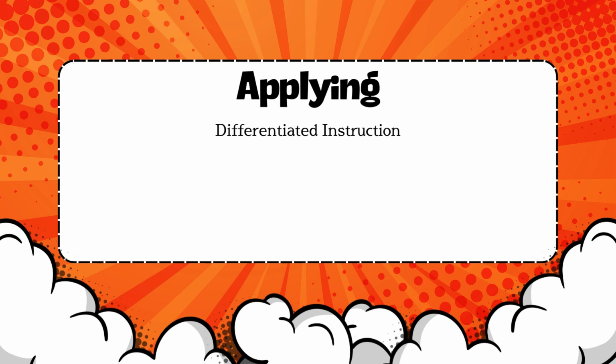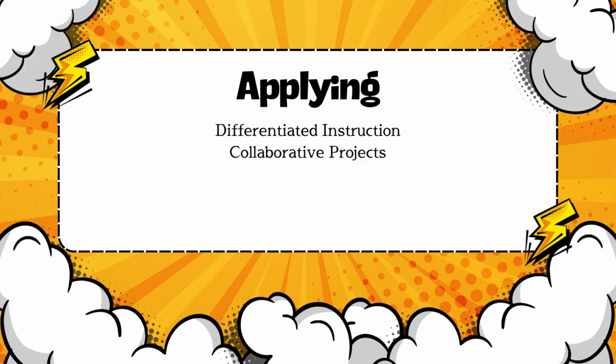Differentiated instruction. This is where we're going to incorporate a mixture of teaching methods that appeal to both types of learners. For example, lectures can be supplemented with visual aids, group discussions, and even hands-on activities.